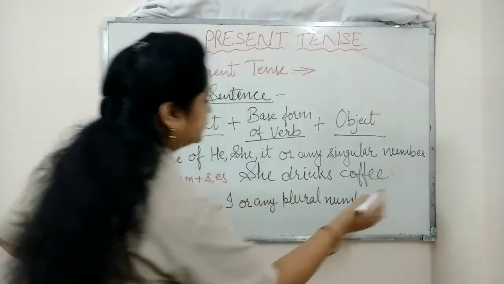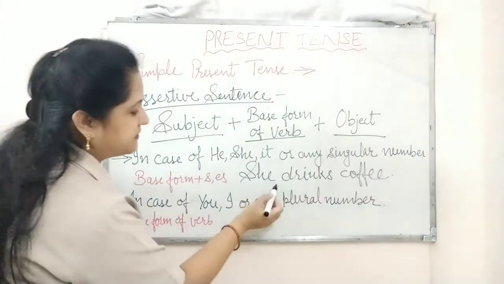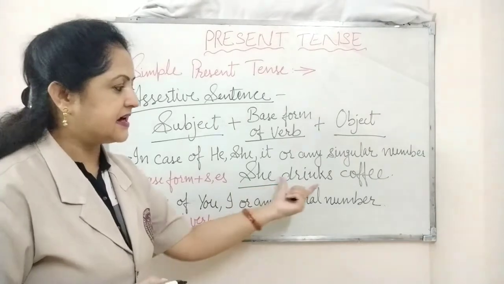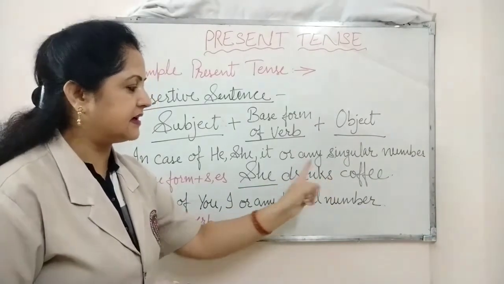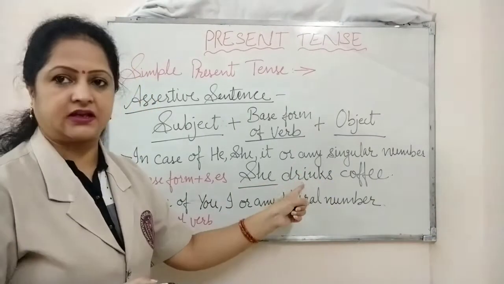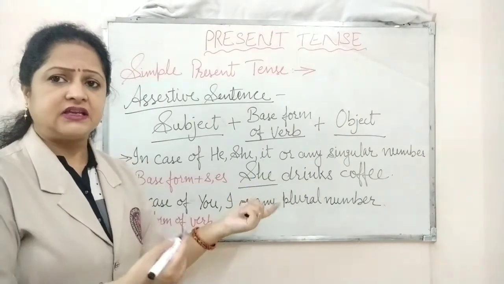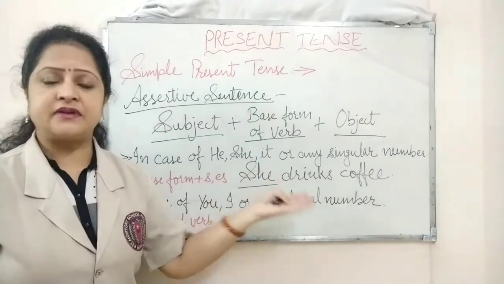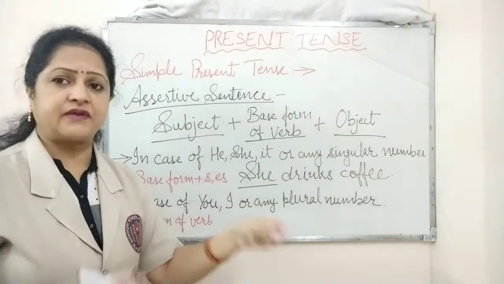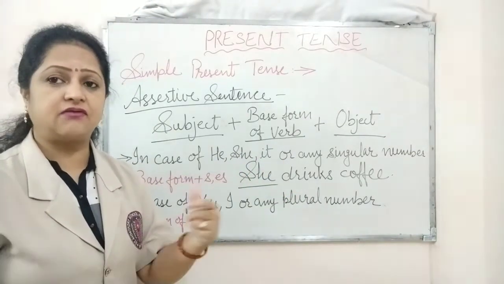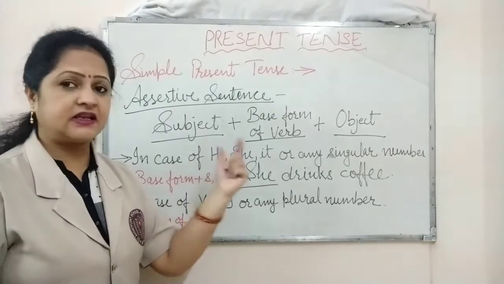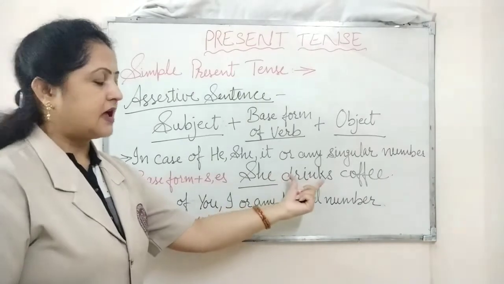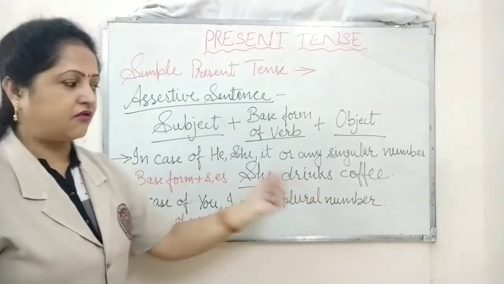So in this sentence you can see that I have used the subject she. As the subject is she, that's why I am writing s with the base form of drink. So he drinks coffee, she drinks coffee, Ram drinks coffee, Rani drinks coffee. In all such cases where singular numbers are given or he, she, it are given, we use the s or es with the base form of verb.